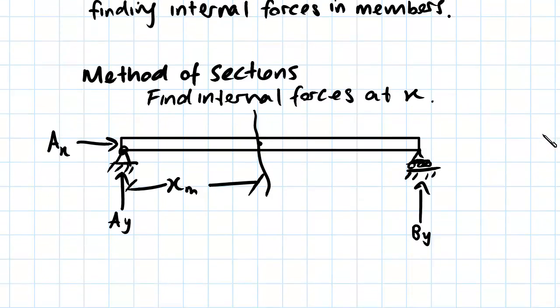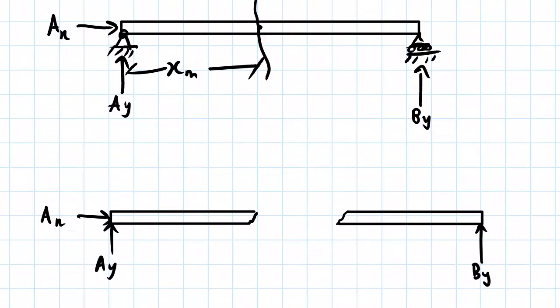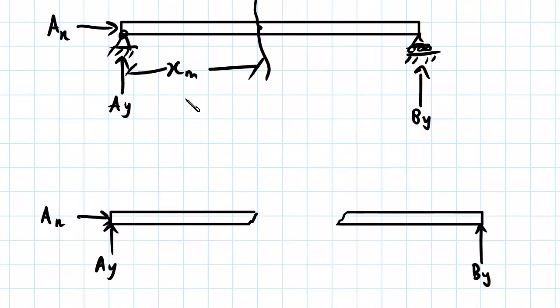So what I mean by this, if we look below, what I've done is I've cut this beam in 2, and I've drawn in our external forces. So as you can see, if you consider each of these separately, you can see that this is not in equilibrium and this is not in equilibrium.